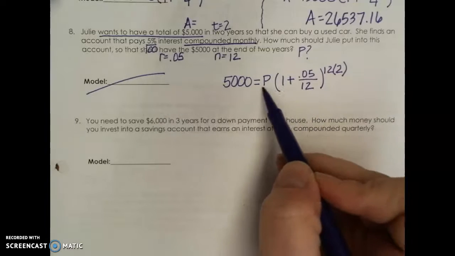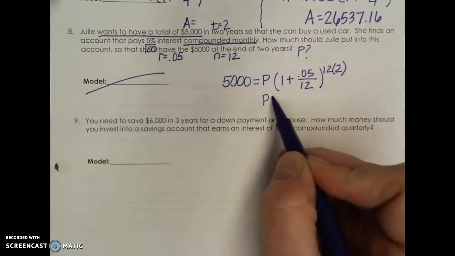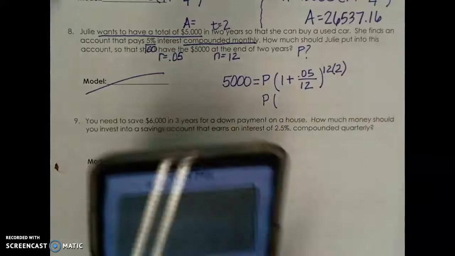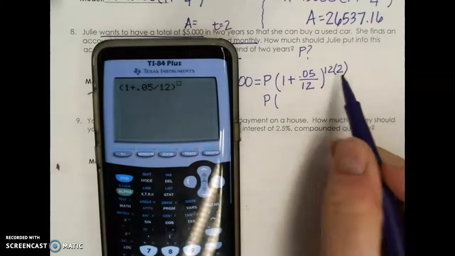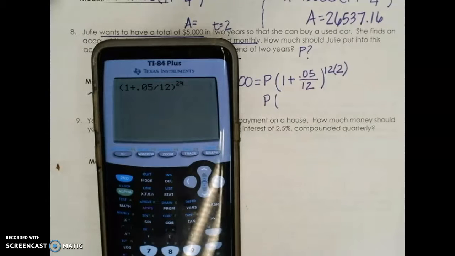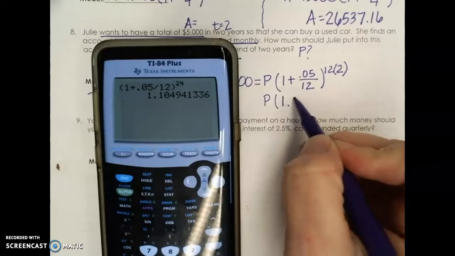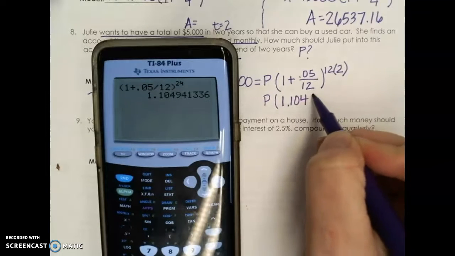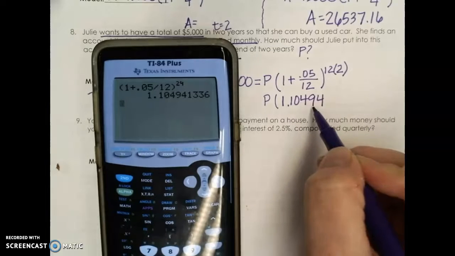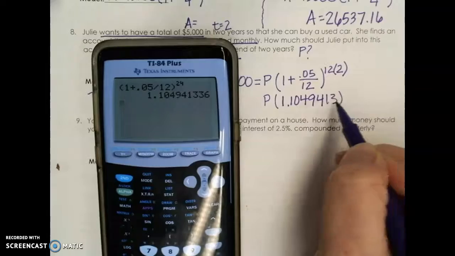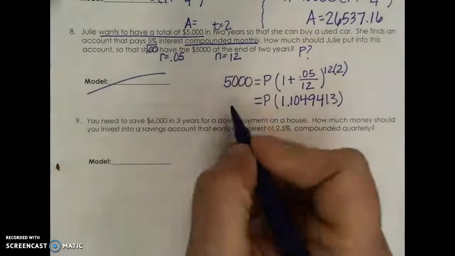But what I need is to get P alone. So to make this a little bit easier, I'm going to find out what this number is. So taking my handy dandy calculator, I'm going to put it in just like I see it. I've got 1 plus 0.05 divided by 12, close it, and then I'm going to raise it to 12 times 2, which is 24. And here's my number, 1.1. Let's give it several decimal places. I don't want to round too much right now. 1.1049413. And that's going to equal 5,000.